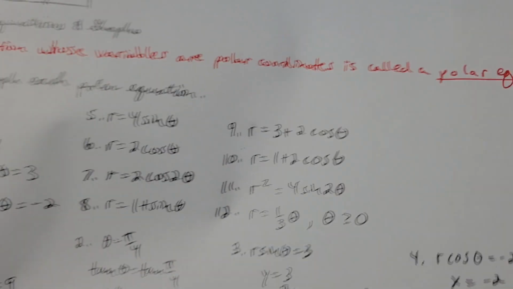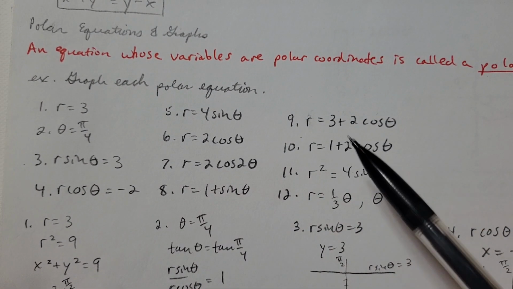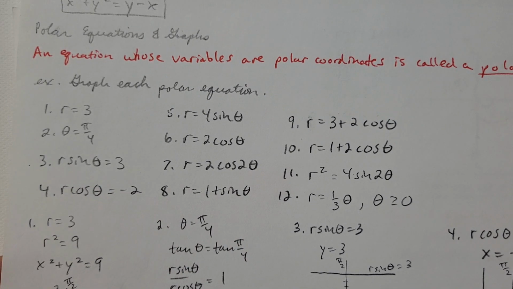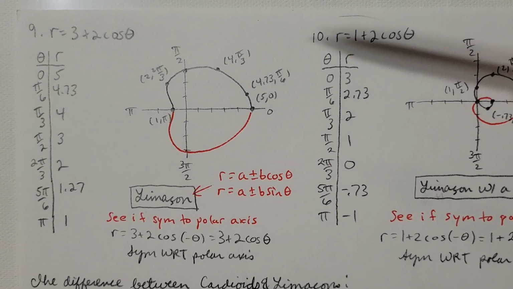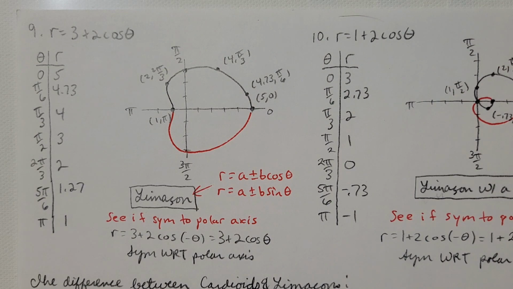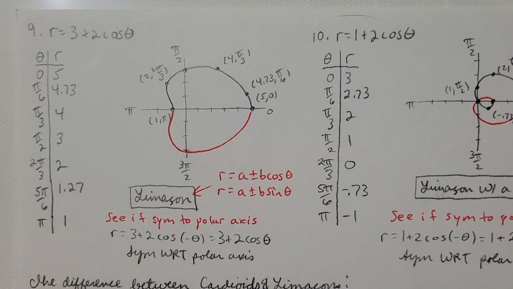Now what we're doing is graphing these 12 curves. We're on problem 9 here, r equals 3 plus 2 cosine theta. A lot of these graphs will be symmetric to either the x-axis, the y-axis, or the origin, or the polar axis, the line theta equals pi over 2, or the pole, as it's called.